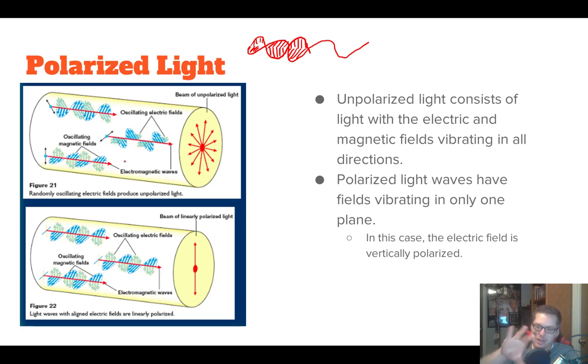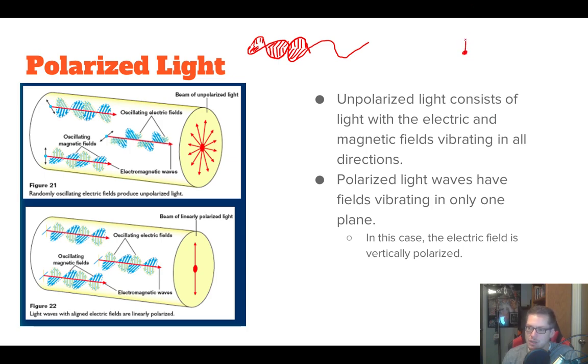this means that if our light is traveling one direction, our electric fields could be pointed in any direction. So in this case, imagine the light is coming out at us. Imagine this is the point of the light that's coming out at you, and we just drew the path of the electric field.